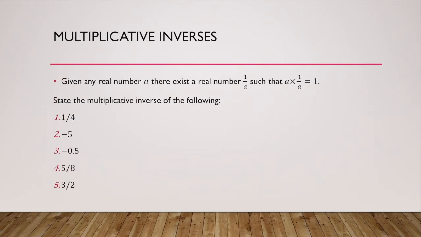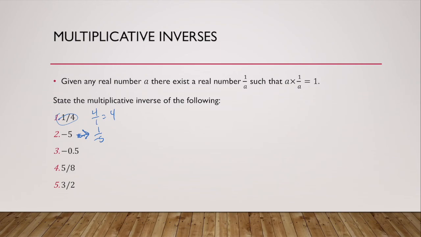So given a real number a, there exists a real number 1 over a such that a times 1 over a is 1. So state the multiplicative inverse of the following. So if I have 1/4, its multiplicative inverse is going to be, you could write this out as 1 over a. So for example, for problem 2, its reciprocal would be 1 over negative 5. In this case, it's a fraction, so we're just going to flip it. Its reciprocal is 4 over 1, which is just 4.